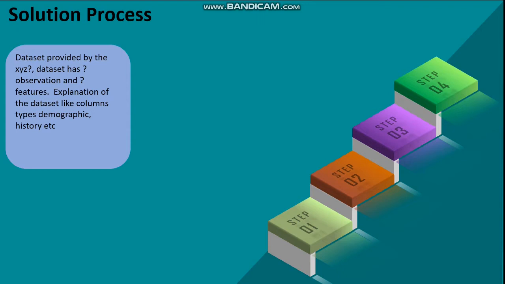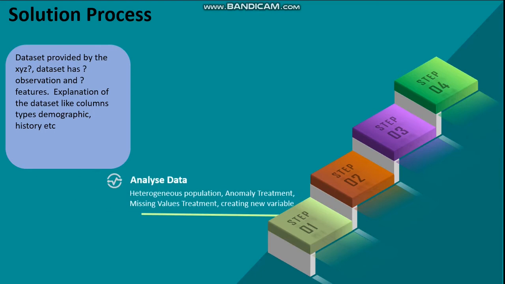In the next step, we follow up on the first step: we analyze the data. Begin with it. What do you analyze? Is it a heterogeneous population or homogeneous? There is anomaly detection, missing value treatment, and creating new variables based on mutual relation, the correlation. If you have some correlated variables, you can create a new variable. It's called feature engineering.